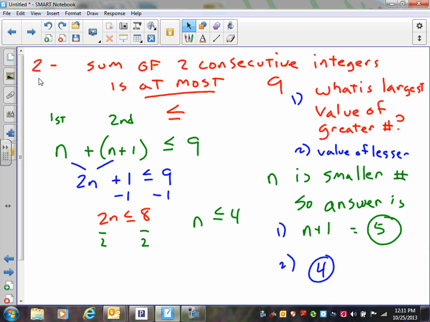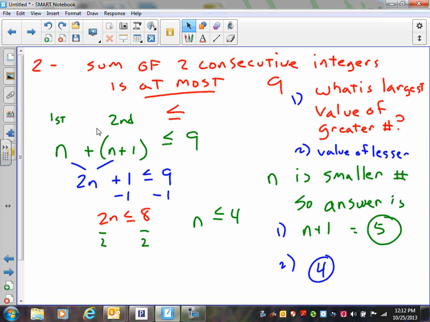You have 2 that ask you to find the sum, or they tell you the sum of 2 consecutive integers is at most 9. At most means less than or equal to 9. So, one of them asks you what is the largest value of the greater number. The other one asks you what's the largest value of the lesser number.